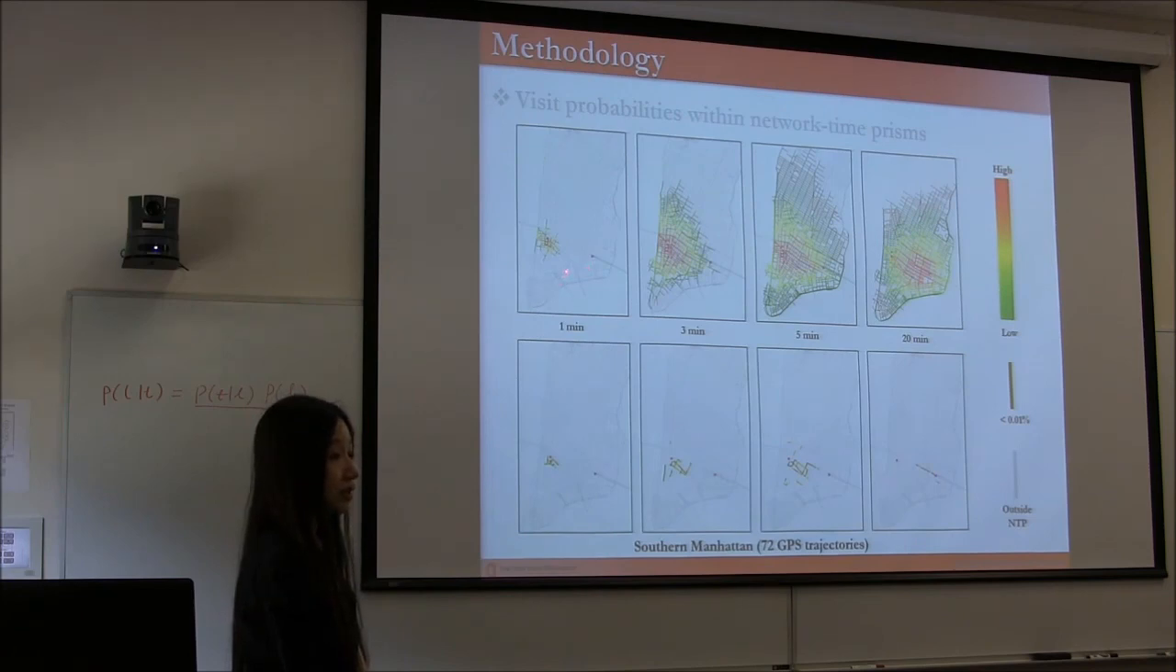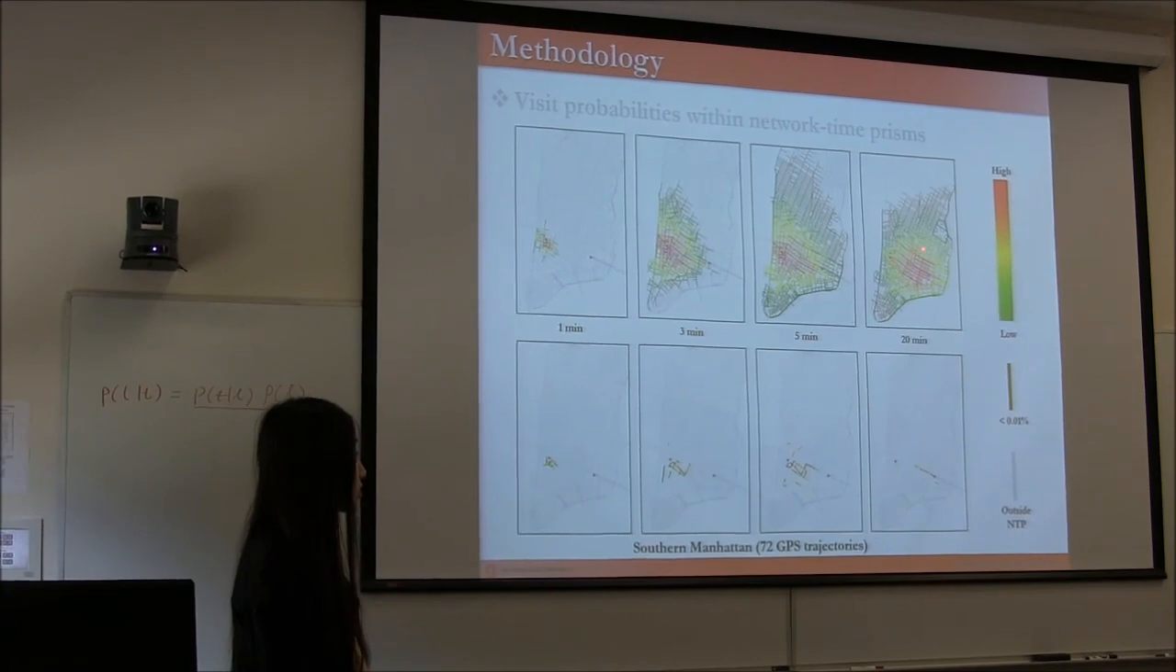Okay, so for the 20 minutes, you have only 5 minutes left, but why is there still high probability around the start point? Because, believe it or not, our calculation is based on the speed limit. The speed limit is 45 miles per hour. Those are the locations that people can still reach within 5 minutes.